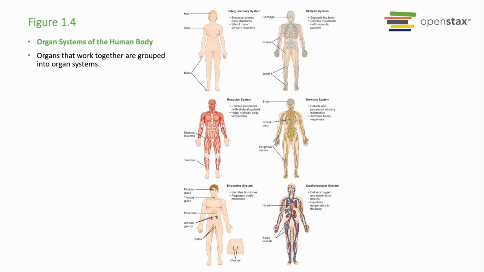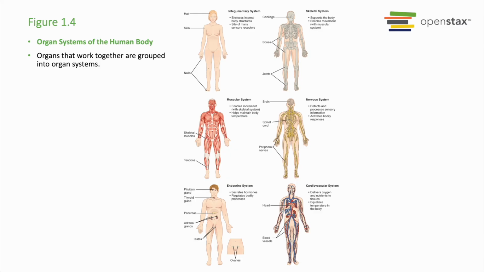Organs that work together are grouped into organ systems. This illustration shows 8 silhouettes of a human female, each showing the components of a different organ system. The integumentary system encloses internal body structures and is the site of many sensory receptors. The integumentary system includes the hair, skin, and nails.